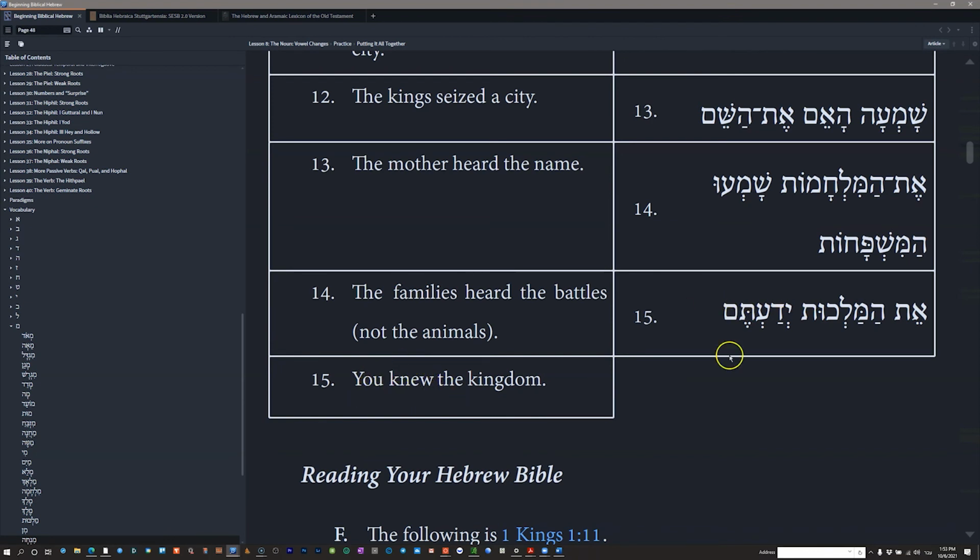You knew what? Et answers that question. You knew the kingdom. I have no idea why Futato chose to pick an object like kingdom, or a noun like kingdom, to be the object of a verb like knew. I don't know how kingdom and knew fit together. You knew the kingdom. You knew of the kingdom, maybe. You knew about the kingdom. But that's a weird collocation here. But it is what it is.